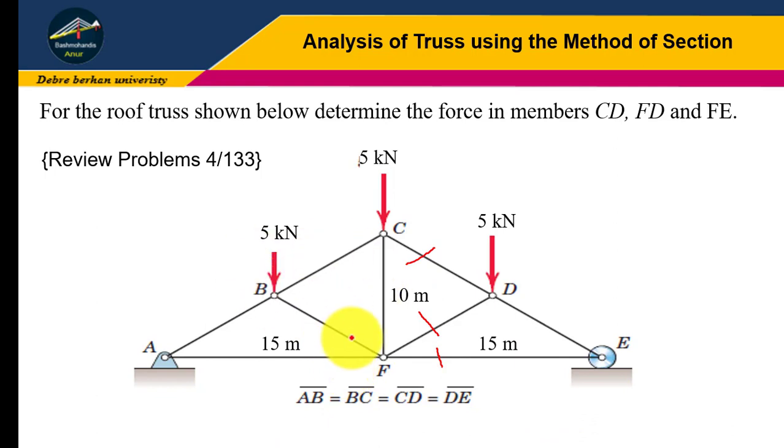However, if we are asked to determine force in specific members, we have to use method of section.